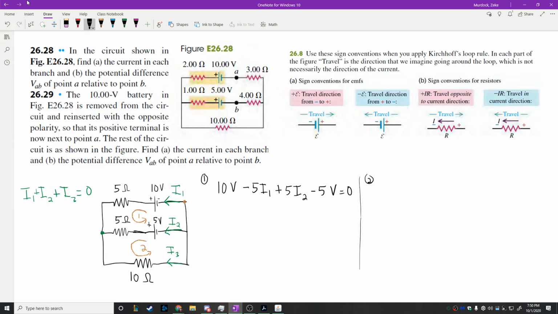For our second loop, we're going like this. Let's start at this point for our second loop. So we go across here, we immediately encounter a 5-volt battery. We're going from negative to positive, so that's going to be positive 5. We're going in the same direction as the current, so we get negative 5I2. Keep going around like this. We're going opposite the direction of I3, so we're going to get plus 10I3. Okay. Let's see, so 10I3 plus 5I2 equals 5 volts.